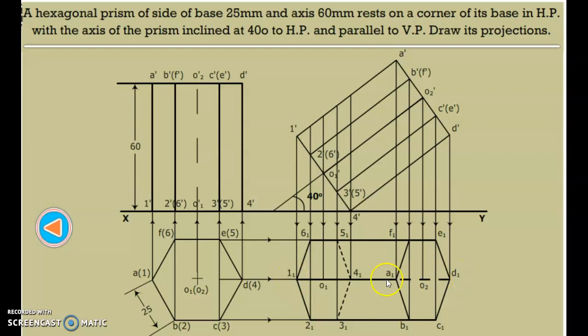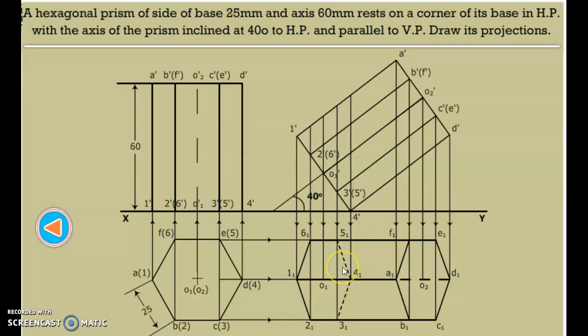How will you join? A to B, B to C, C to D, D to E, E to F, F to A. Likewise, 1 to 2, 2 to 3, 3 to 4, 4 to 5, 5 to 6, 6 to 1. First mark the points and join everything. And then A to 1, B to 2, C to 3, D to 4, E to 5, F to 6.